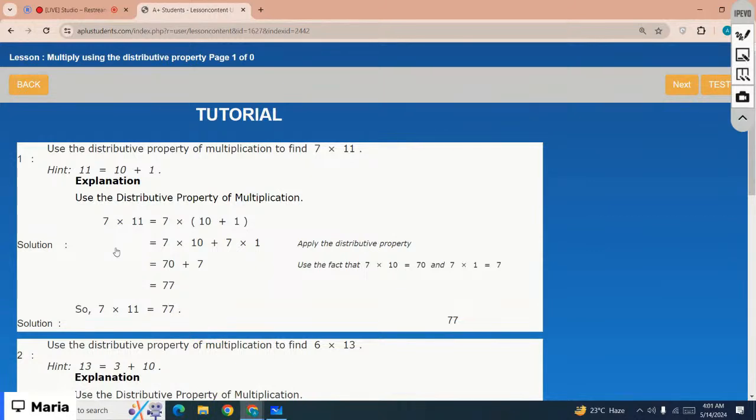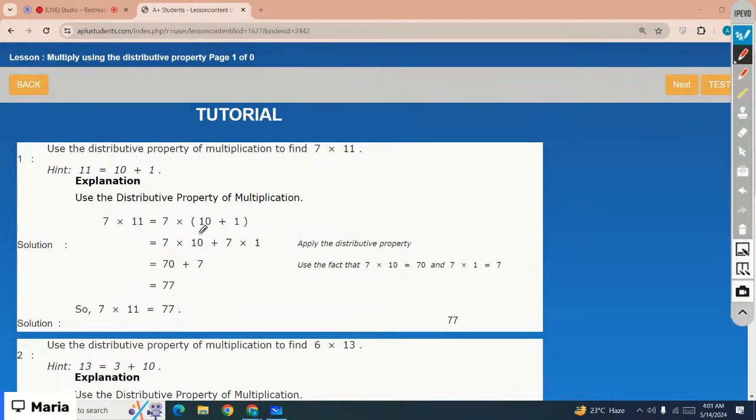The first one is 7 times 11. You are given the hint, right? You have to write 11 as 10 plus 1. So simply replace the 11 by 10 plus 1. Now you have to multiply 7 times 10 first, plus 7 times 1, right? So that is 7 times 10 plus 7 times 1. Here you apply the distributive property. So 10 times 7 is 70 and 7 times 1 is 7. That is 7 times 11 equals 77. That's how you multiply using the distributive property.